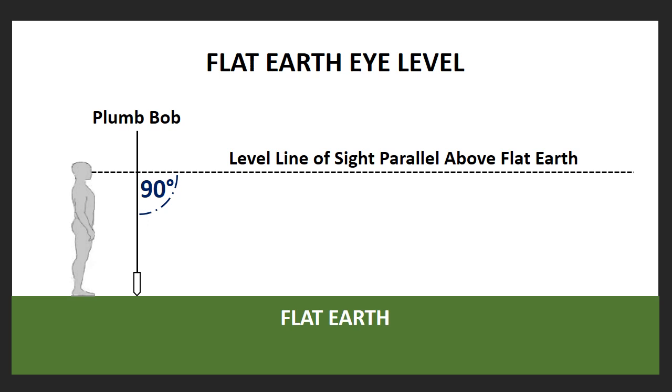So the first thing we need to do is talk about what is eye level. Now, from a surveyor's standpoint, what you do is that you have a plumb bob, and a plumb bob will make a perfectly vertical line to the surface of the earth. So eye level would be a perfectly horizontal line that is perfectly perpendicular to this plumb bob vertical line, exactly 90 degrees. And on a flat earth, this would be a level parallel line above the flat earth. And due to perspective, what we would see is that it would appear that the ground would rise up to eye level.